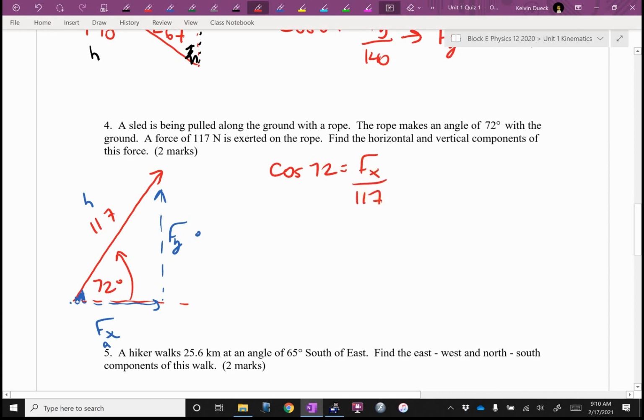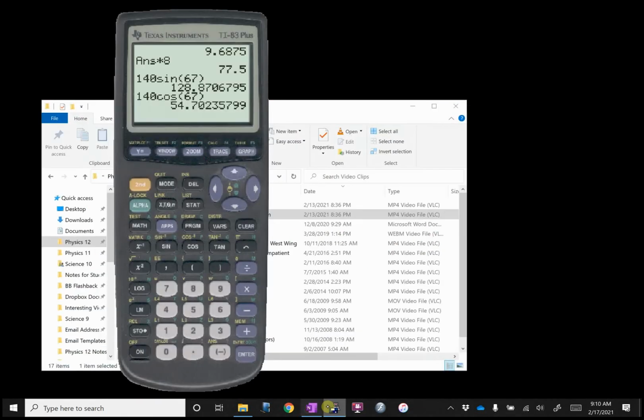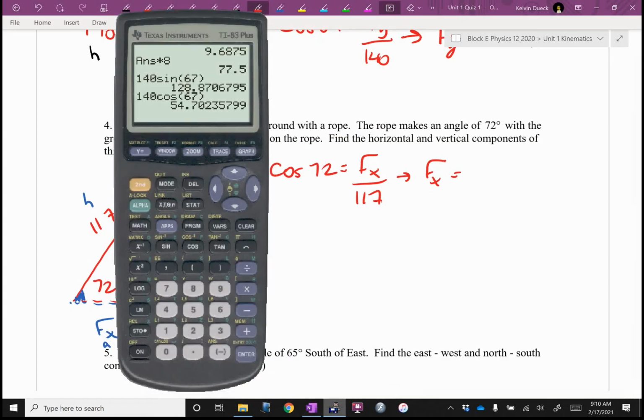Anybody want to guess what sine is going to be? I think y. Yes? Fx is going to be 117 times the cos of 72.